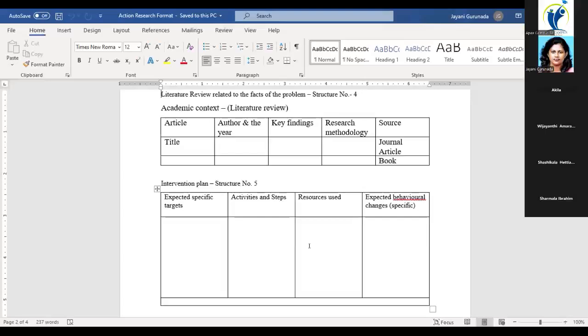Okay, I got it. Thank you, ma'am. Any other problems, anything you want to get clarified? Others? No problem? Now we need to do the intervention plan, right? Intervention plan 1. Everybody has to present, right? According to your topic, select some activities.